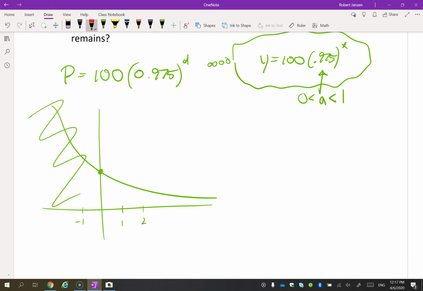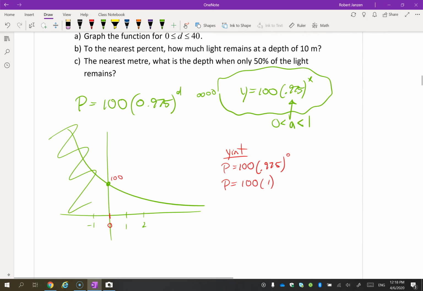Okay, so let's see if we can figure out some of this stuff. What would the y-intercept be? Well, the y-intercept would be, I guess we better use p, when d is 0. So this will just be 100 times 1, which makes sense. If we're at the surface, when the depth is 0, 100% of the light is possible to see. Makes sense. Okay? So there's our graph. You know that it's going to approach y equals 0.